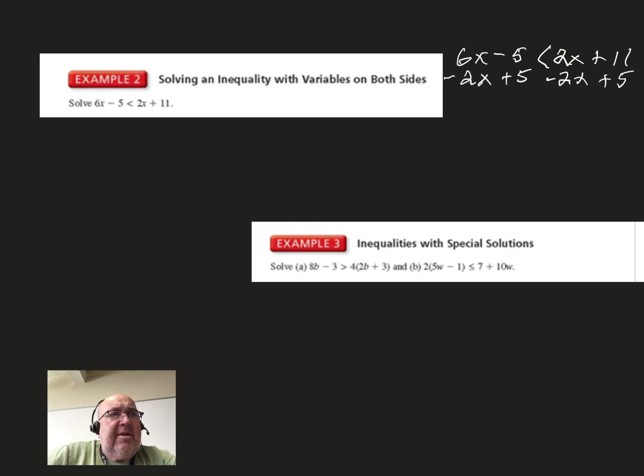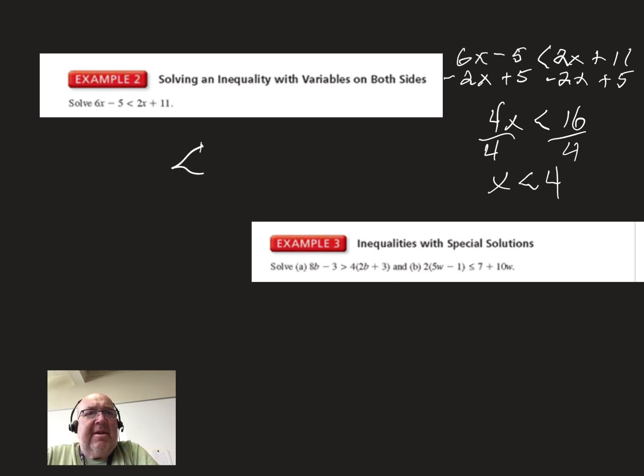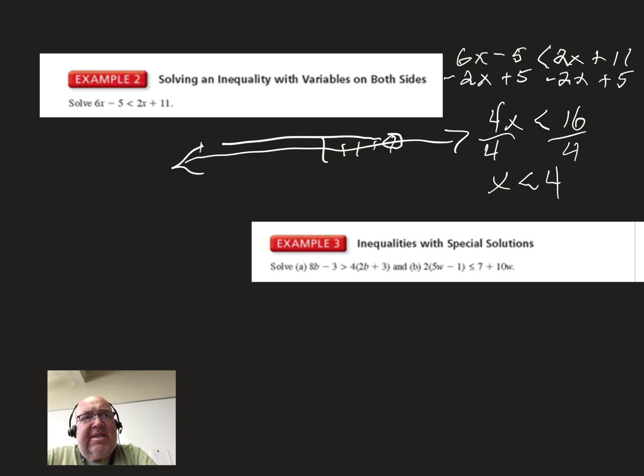Okay, so 6x minus 2x is going to be 4x. 5 and -5 is 0. 2x minus 2x is 0. And 5 plus 11 is 16. We're going to divide by 4, and we're going to get x is less than 4. Put that on a number line. We're going to go open circle and less to the left.